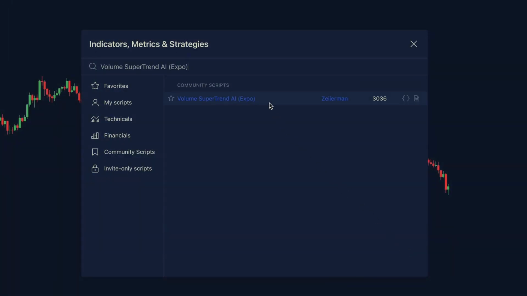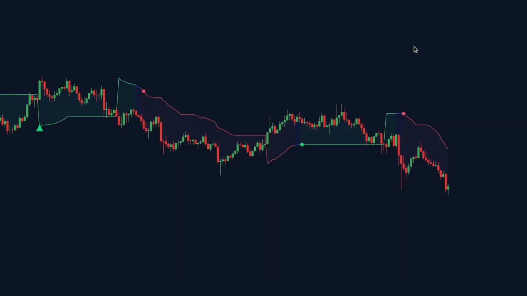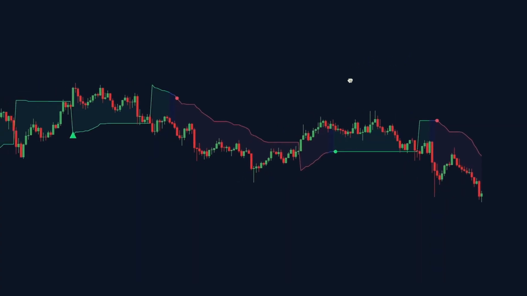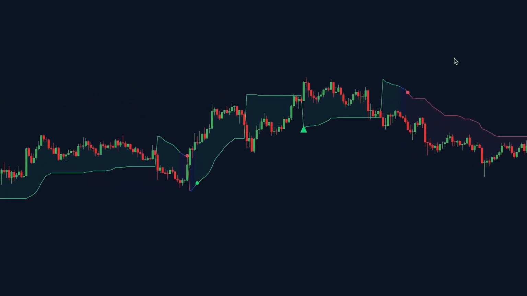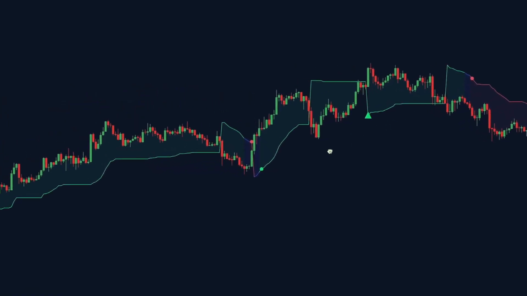Created by Zierman, the Volume Supertrend AI is an advanced technical indicator used to predict trends in price movements by utilizing a combination of traditional supertrend calculation and AI techniques, particularly the K-nearest neighbors algorithm.